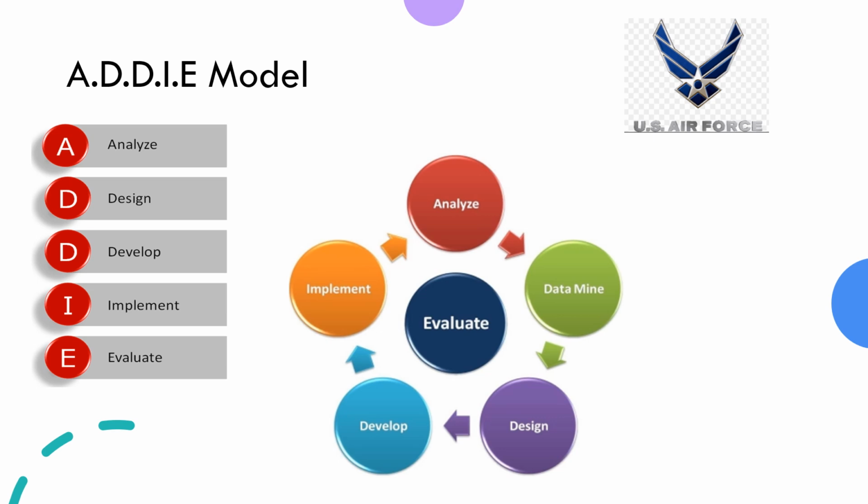The first model that we're going to go over of the 5 design models is ADDIE. It's an acronym. It stands for Analyze, Design, Develop, Implementation, and Evaluation. Each stage must be completed in order. The first one, analyze. Who, what, when, where, why, how. These answers will vary depending on the learners involved.